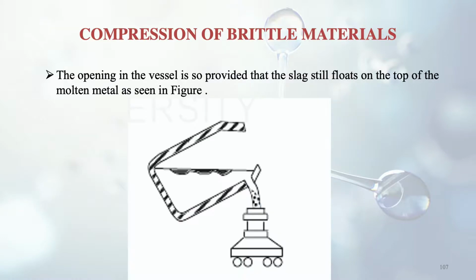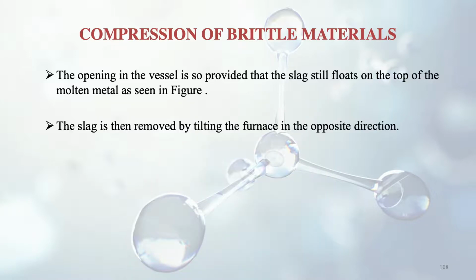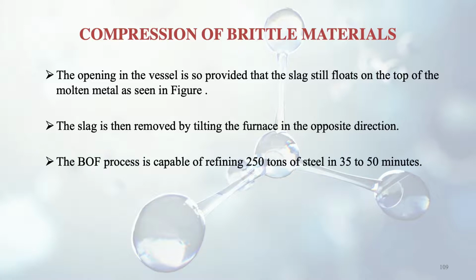The opening in the vessel is so provided that the slag still floats on top of the molten metal, as seen in the figure here. It will not fall out. The slag is then removed manually by tilting the furnace in the opposite direction. So this basic oxygen furnace process is capable of refining about 250 tons of steel in just 35 to 50 minutes.